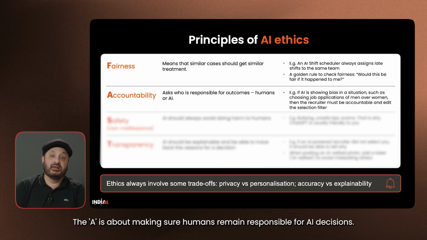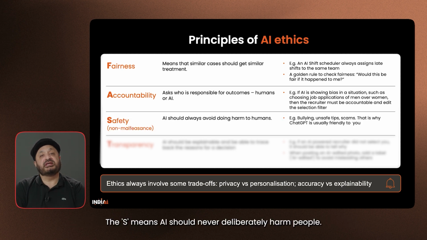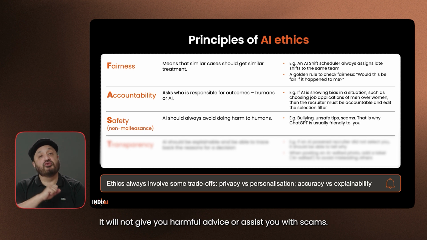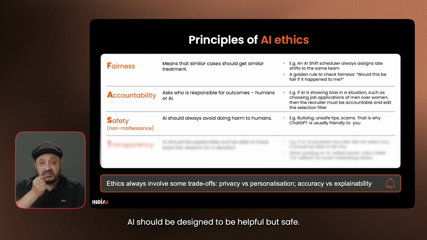Accountability, the A, is about making sure humans remain responsible for AI decisions. Safety, the S, means AI should never deliberately harm people. That is why ChatGPT will not help you with dangerous activities. It will not give you harmful advice or assist you with scams. This AI is designed to be helpful but safe.